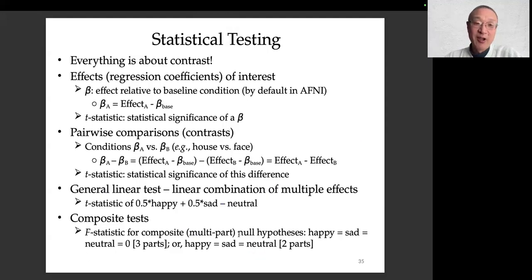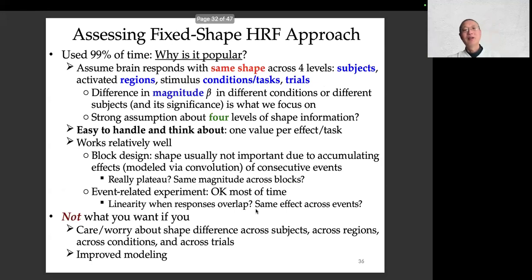Once we have estimated the beta values, those are point estimates. It's a single number at each voxel for each task. Now most of the time we focus on the contrast or comparison between two conditions. Occasionally there's a composite condition. For example, here we have happy and sad average versus control, neutral. Occasionally you may have something like that.